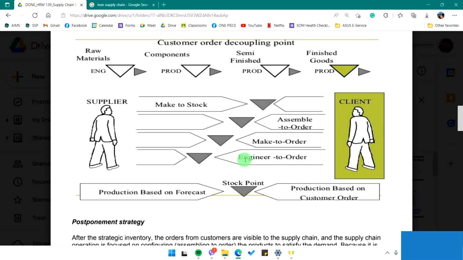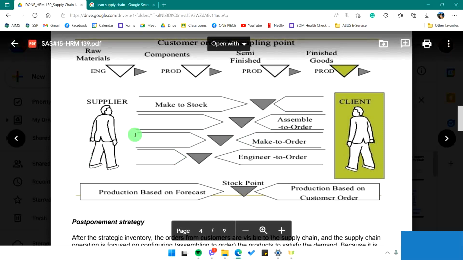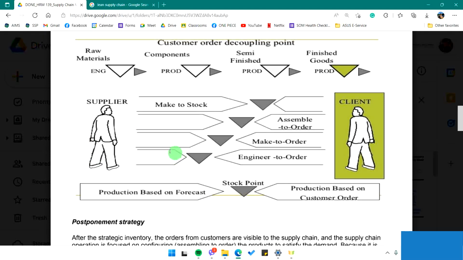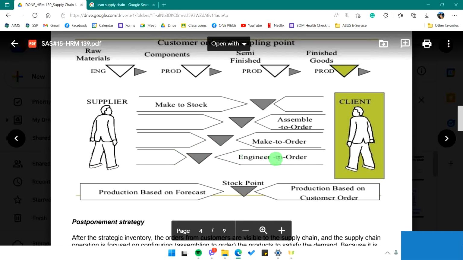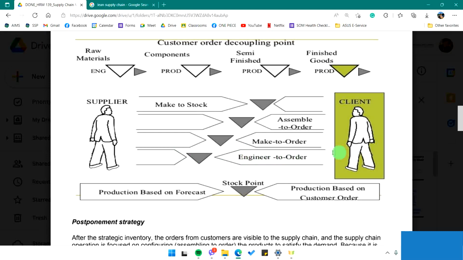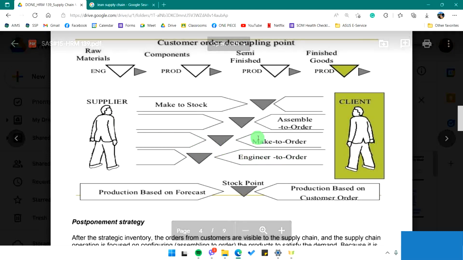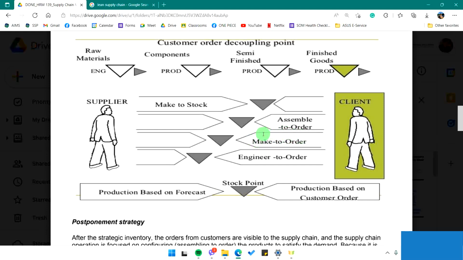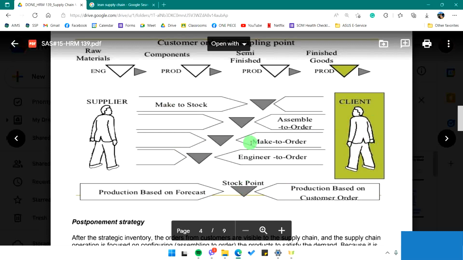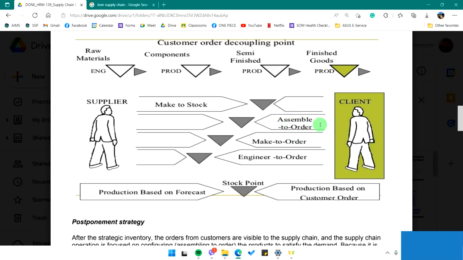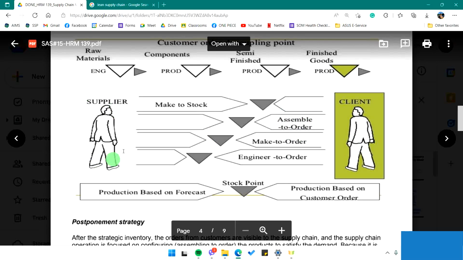Whereas compared with the engineer to order or make to order or assemble to order, mas malapit yung order decoupling point sa supplier. So, ibig sabihin, highly customizable, mas alam ng supplier na, okay, ito pala yung kailangan na gawin para sa order ni client. Okay, ito pala yung kailangan gawin or kailangan meron tayong i-produce na isang produkto para sa client natin. Okay, ganito pala kailangan natin pag-assemble sa order ng ating kliyente. Alam ni supplier kung ano yung gagawin niya based mismo sa order, sa mismong order ng ating clients.